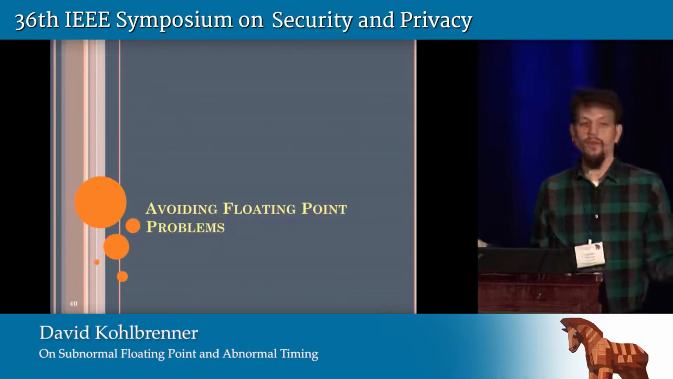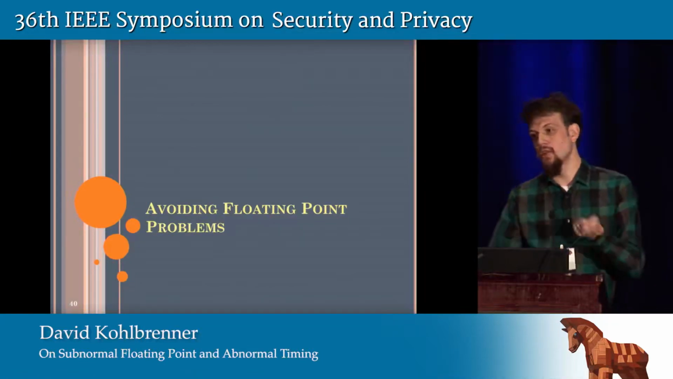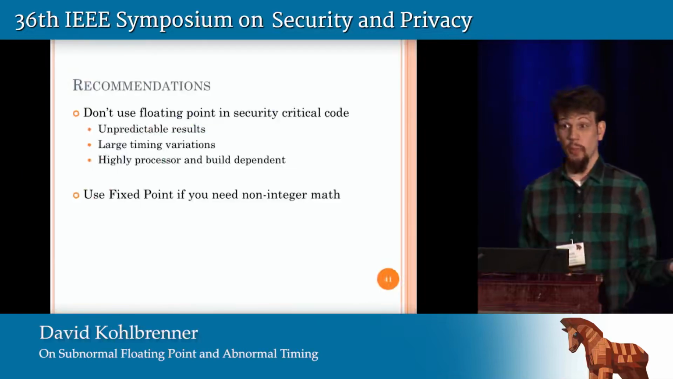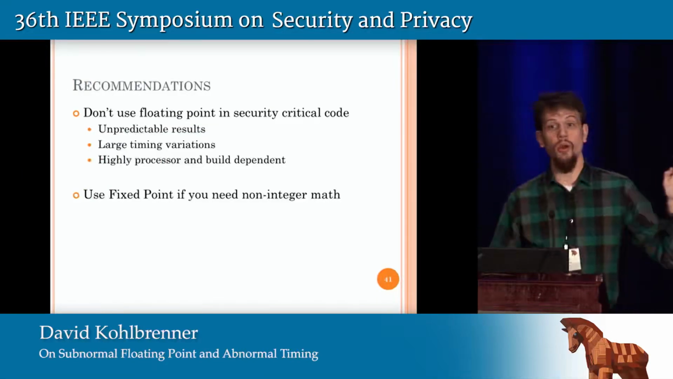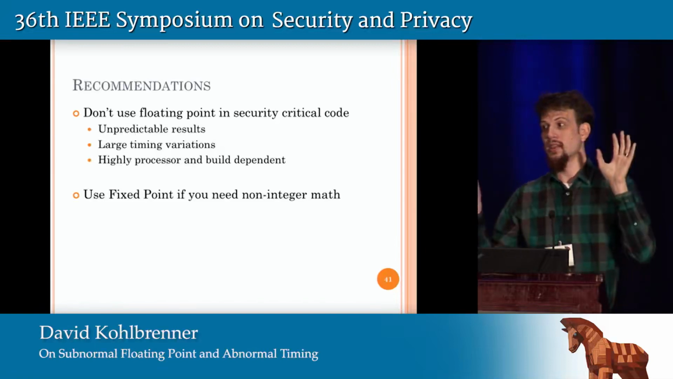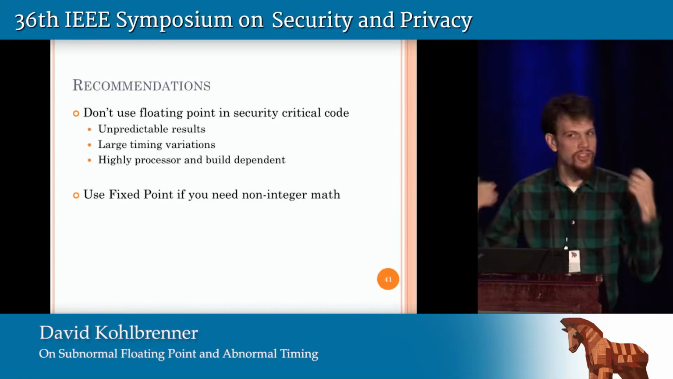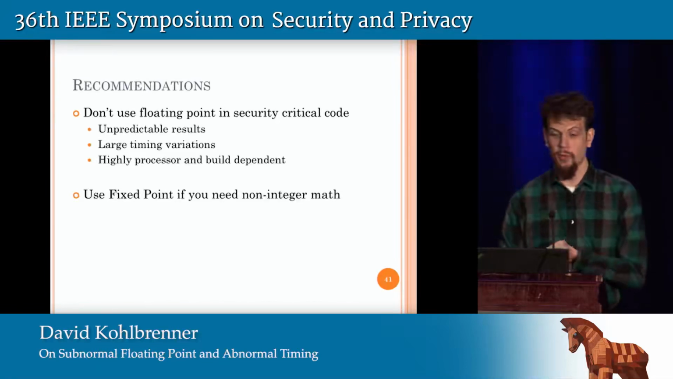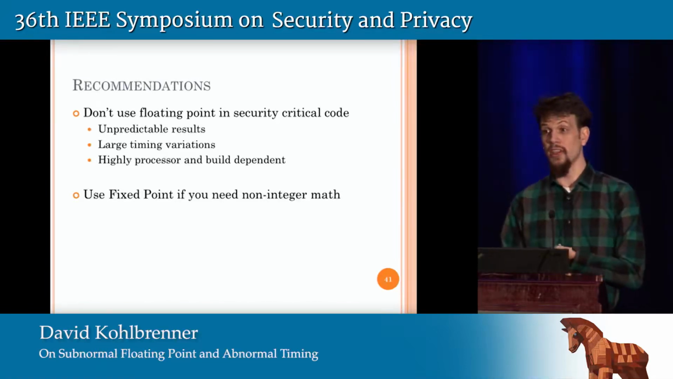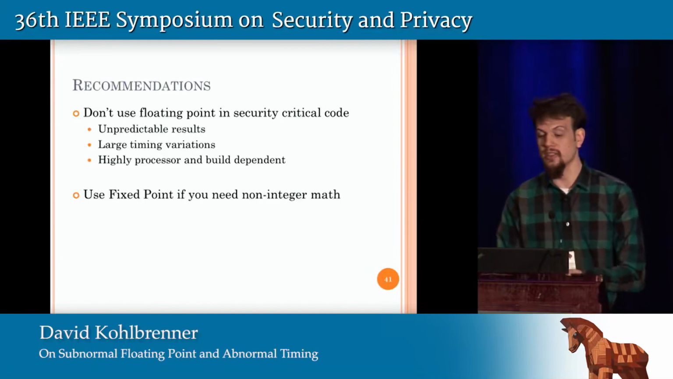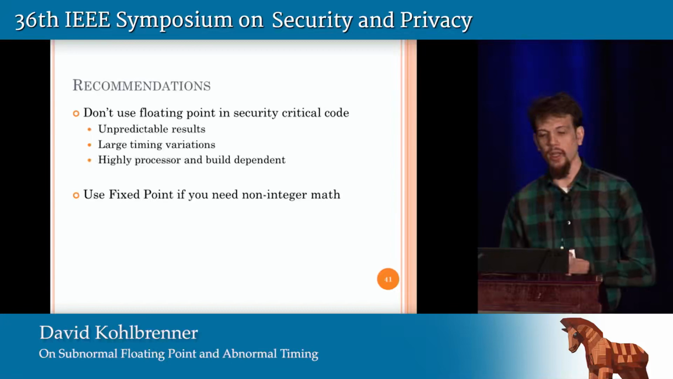Okay, so how do I avoid problems with floating point? I've just told you that it's kind of a disaster. There's a lot of timing problems. And the answer is don't use floating point. If you're writing security critical code and the phrase timing side channel has ever occurred to anyone in development, I suggest not using floating point. There are unpredictable results. You have these enormous timing variations. I didn't even show you all of the graphs for that. And it turns out to be extraordinarily processor and build dependent. You also get a fingerprint out of it.